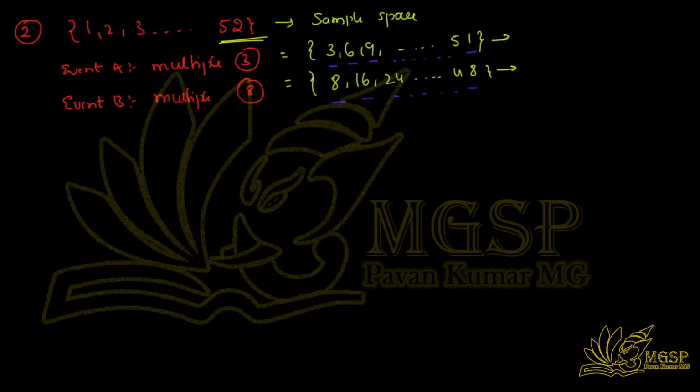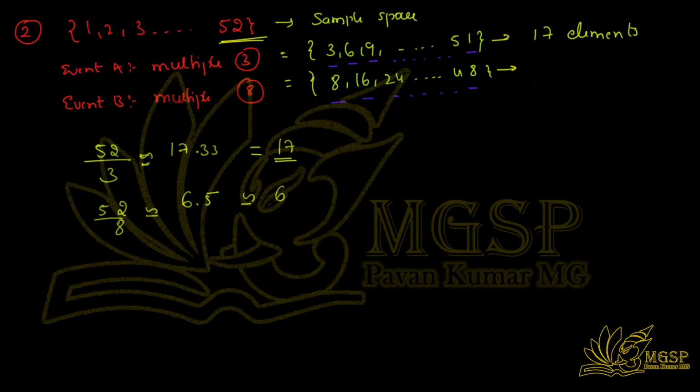The best way of doing it, given the sample space 52, is to just divide 52 by 3. You will get 17.33. Approximately this is the value you will get. So take the nearest integer, that is 17. So this has 17 elements. Again, divide 52 by 8. What does it give? 6.5. So the nearest integer is 6. So it contains 6 elements.